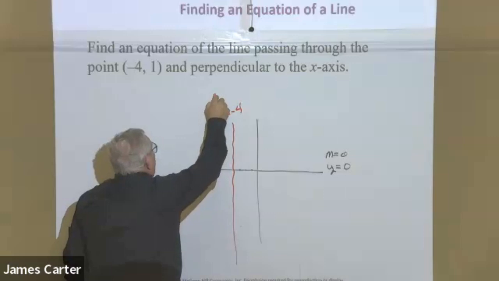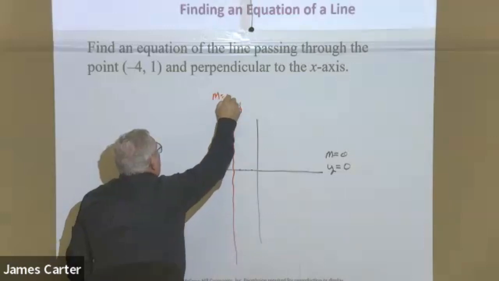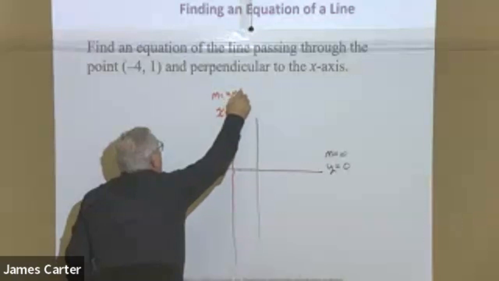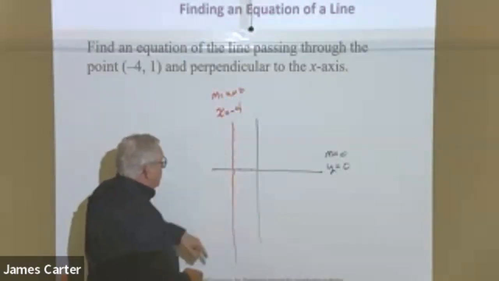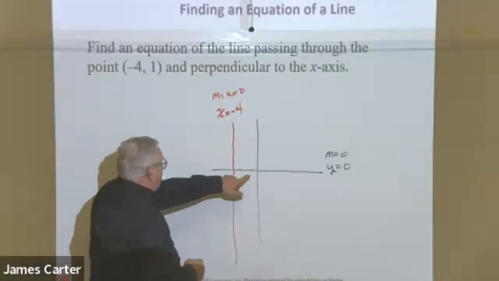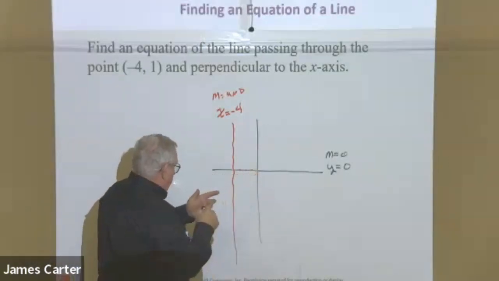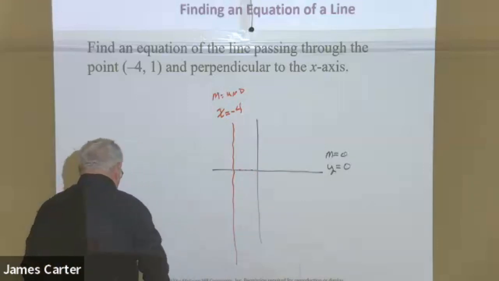Slope undefined. In this case, there is no y-intercept. In this case, the y-intercept is 0. 0, 0.